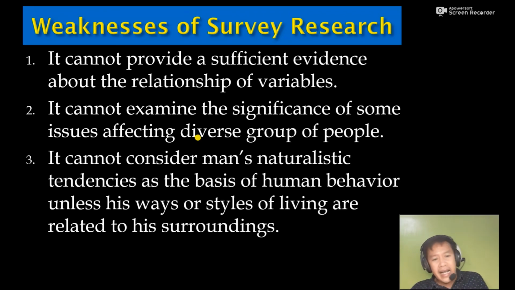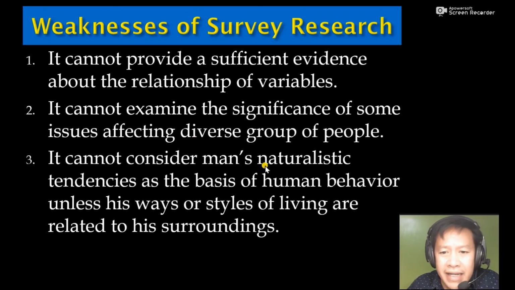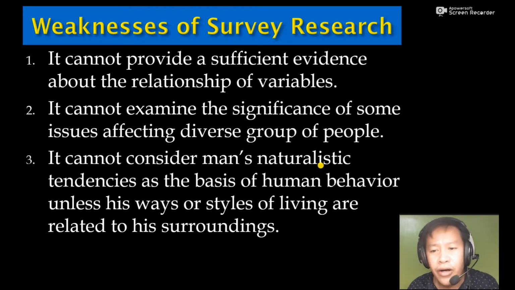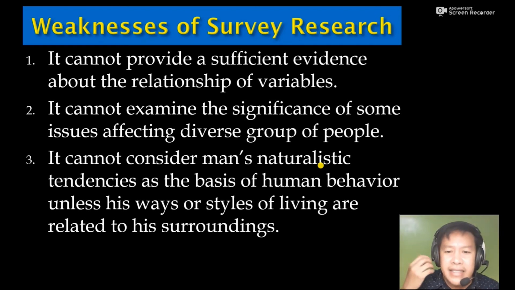Okay. Number 3, it cannot consider man's naturalistic tendencies as the basis of human behavior unless his ways or styles of living are related to his surroundings. When we say naturalistic, it is talking about the natural setting, naturalistic tendencies as the basis of human behavior. Take note, if the concern of your research is about man's naturalistic tendencies as the basis of human behavior, you cannot do the survey research.